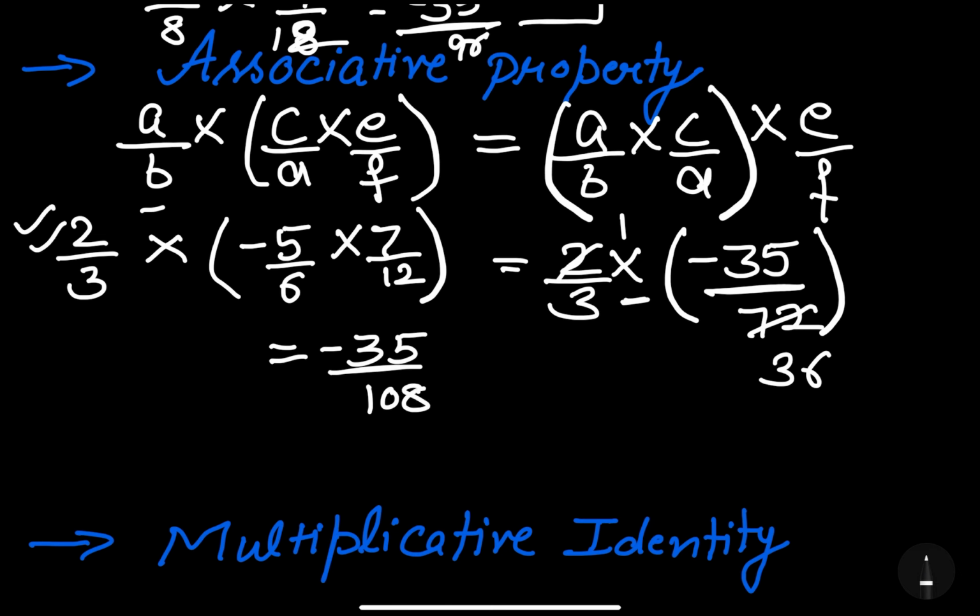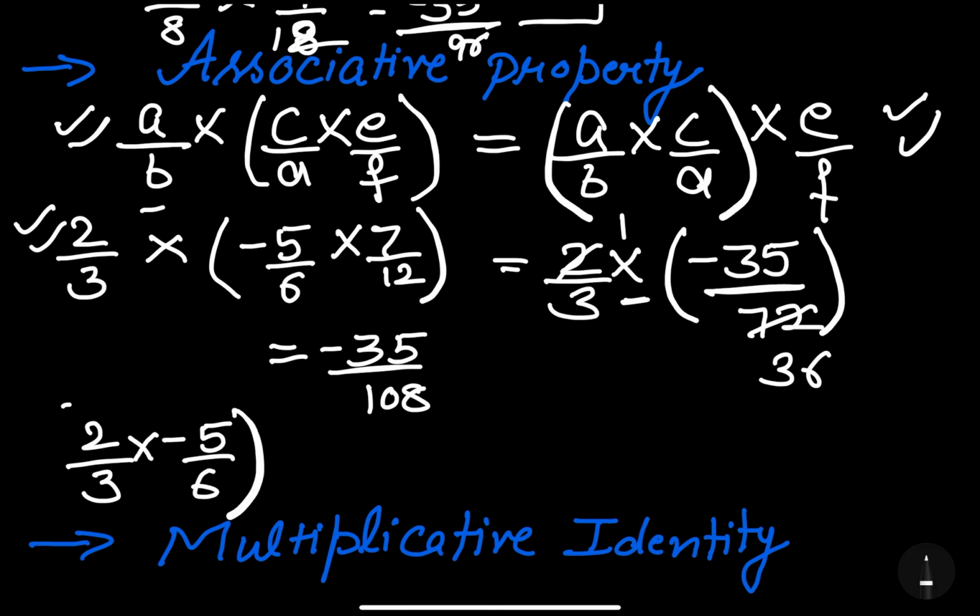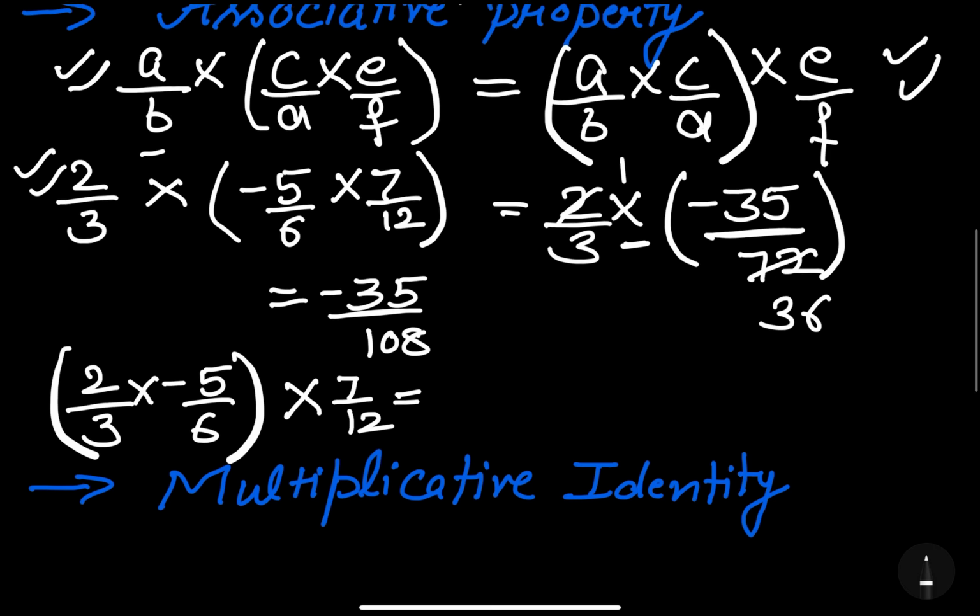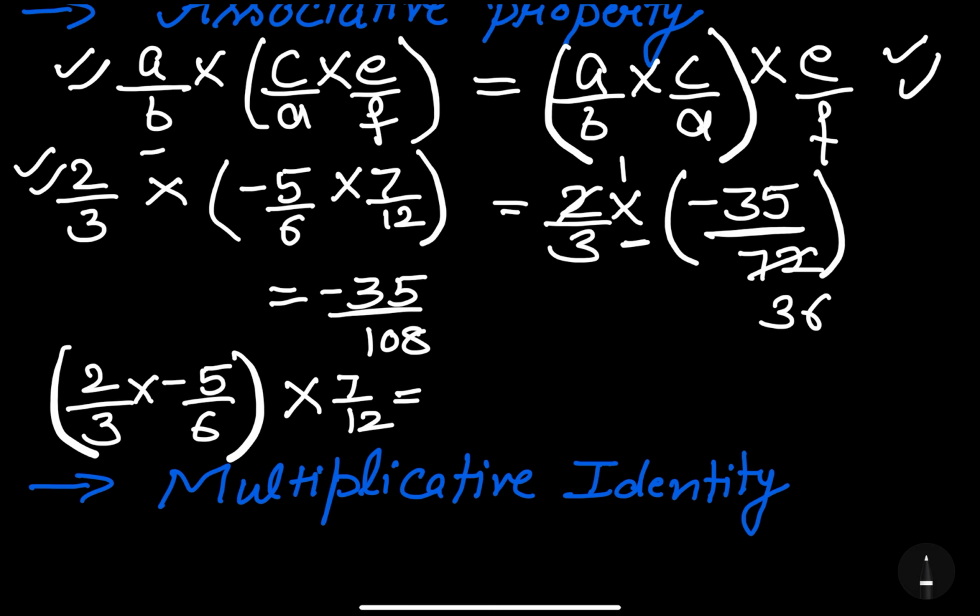Okay, we solved this side. Now we will move to this side. Now what we will do: 2 by 3 into minus 5 by 6, bracket close, then the result which we will get, multiply it with 7 by 12. Now we will verify whether the both results we are getting will be the same or not. Here cutting we also can do. 2 ones are 2, 2 threes are 6. Why are we doing cutting? By doing cutting we will make the calculations easy.